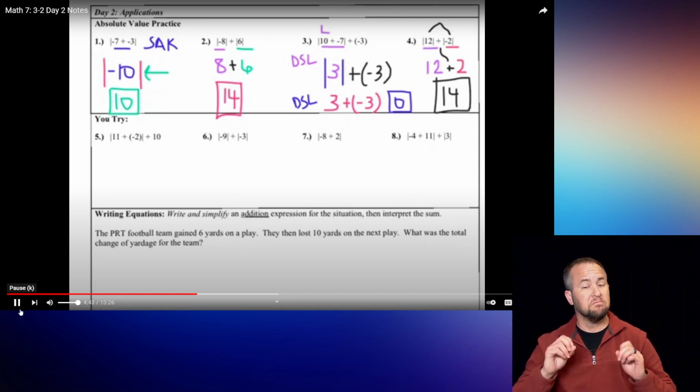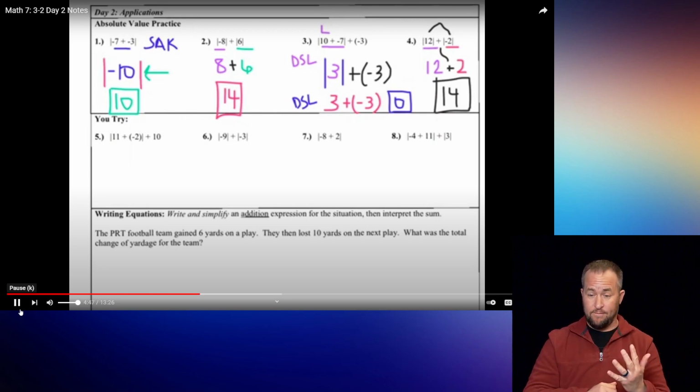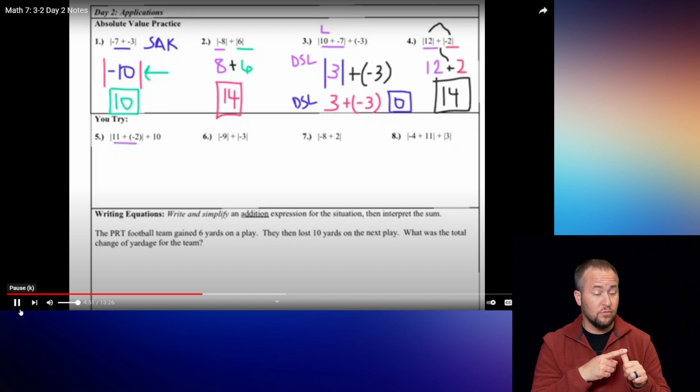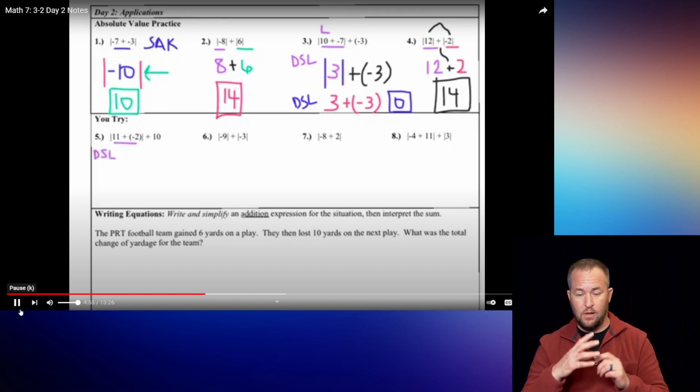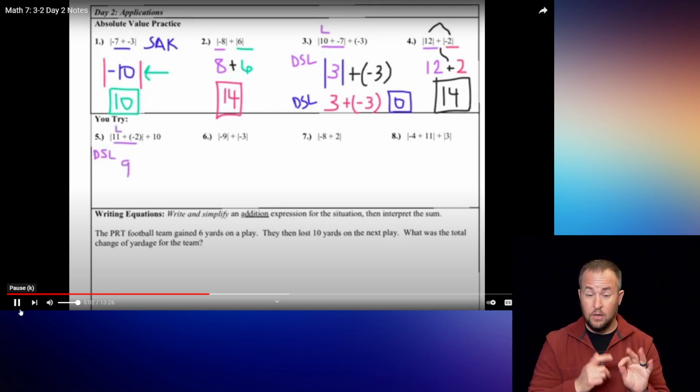Alrighty, let's go ahead and take a look at these problems. The first one, I'm going to simplify what's inside the absolute value bars first. So between 11 and a -2, that's different signs. So I'm going to subtract and I get 9. And then the larger was 11, so therefore it is a +9.